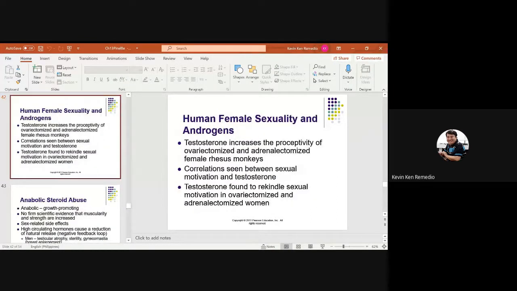Because testosterone is highly recognized as a hormone that mediates the sexual functions of males. But based on research, it can motivate female sexual behavior, no? If it is injected to a female.